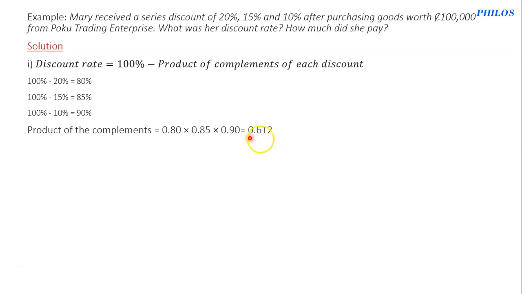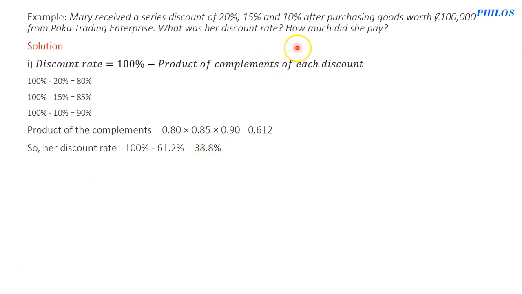So when you get this 0.612, you can convert it to percentage. When you convert 0.612 to percentage, that will be 61.2%. You multiply it by 100. 0.612 times 100 is 61.2%. Now, to get the discount rate, you say 100% minus 61.2%, and that will give you 38.8%. So the discount rate is 38.8%.